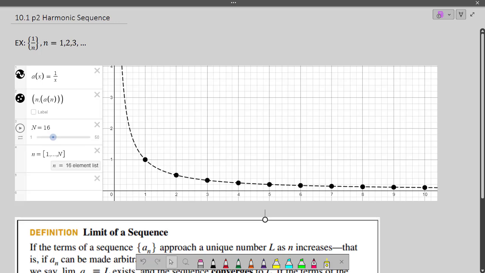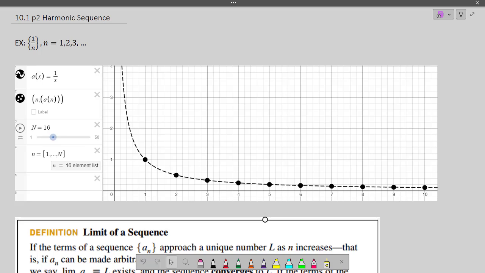So here is a picture of a common sequence. This one is called the harmonic sequence. The harmonic sequence is just the reciprocal function with positive integer domain. I will put a lot of the Desmos stuff in here just in case you want to play with Desmos. Desmos is great for sequences and series.